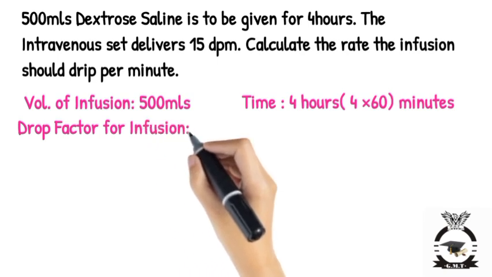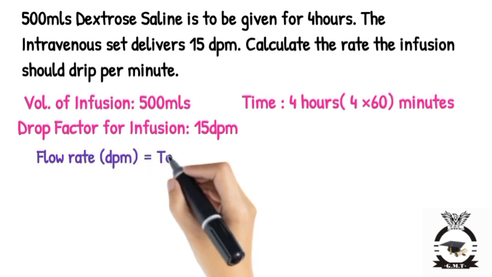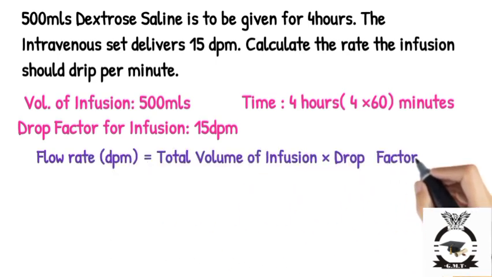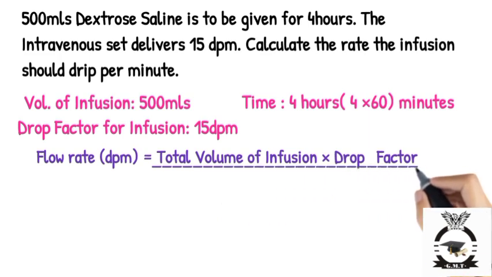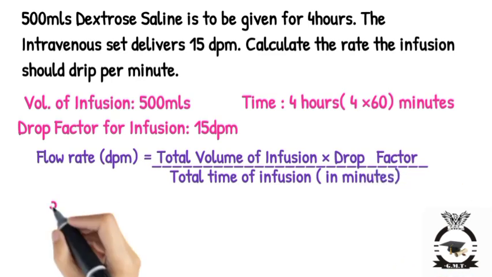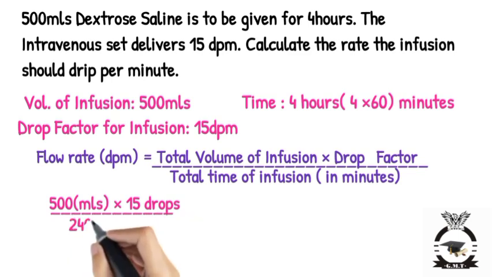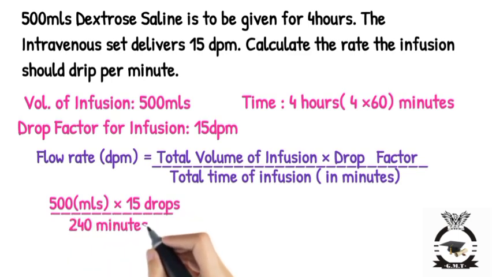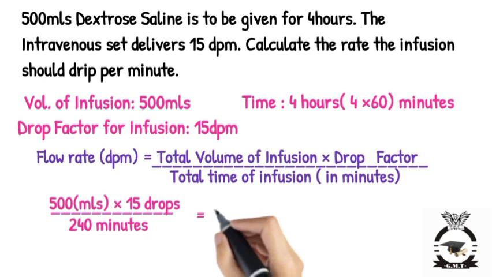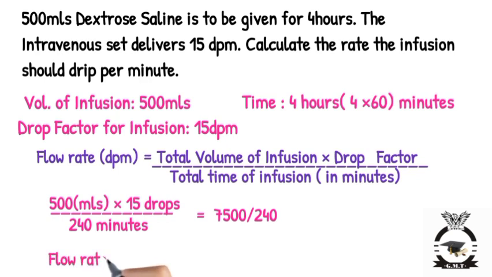Now in this question, the drop factor is already given to us, so we don't need to use the other constant which we have learned before. So let's continue. The flow rate formula is the total volume of infusion times the drop factor divided by the total time of infusion, which is in minutes. Then what we're going to have is 500 ml times 15 drops divided by 240 minutes, and then the answer will be 7,500 divided by 240, and at the end of the day the flow rate will be 31.2 drops per minute.